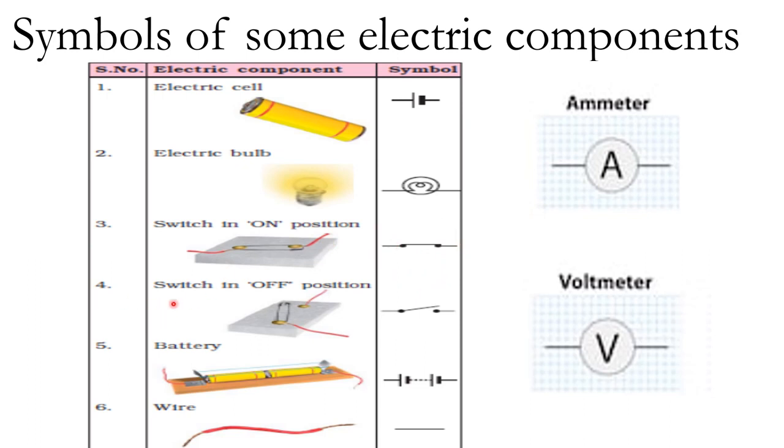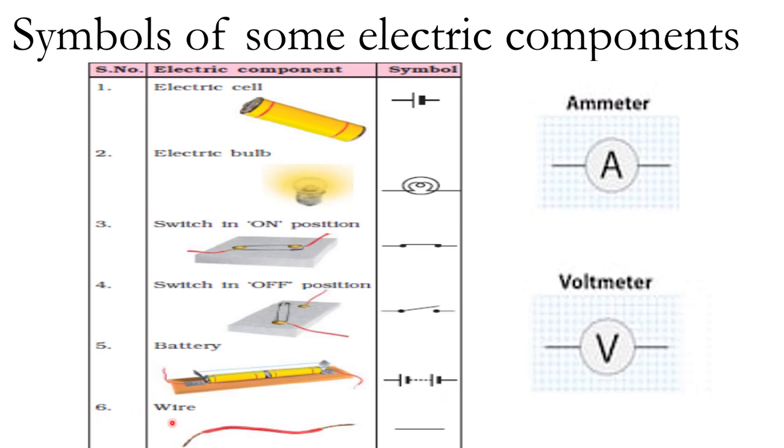Now, let's talk about switch in off position. Here, the same dots are not fully bridged. You can see there is a gap. So, the circuit is incomplete. Moving on to fifth component, that is battery. In our previous video lecture, we discussed that battery is nothing but a combination of more than two cells. So, if you look carefully at the symbol, you can tell, yes, here different cells are joined.